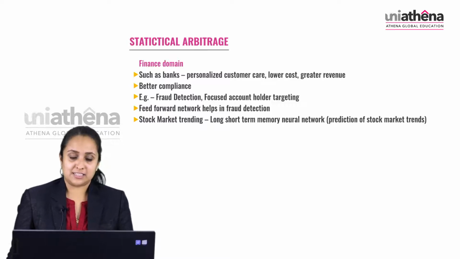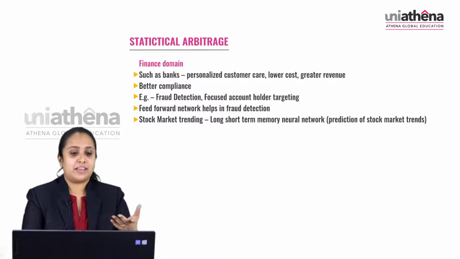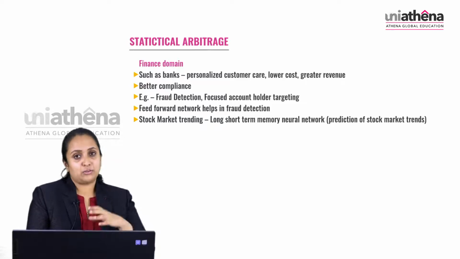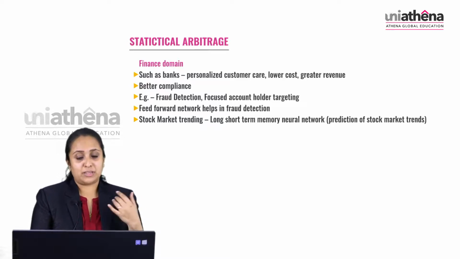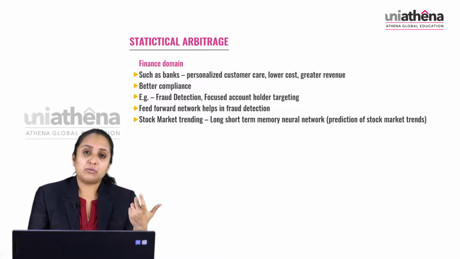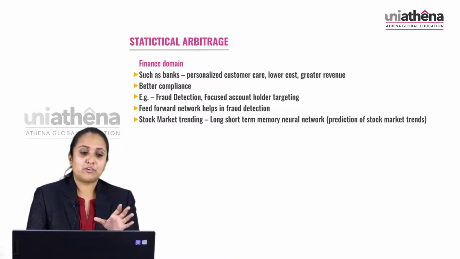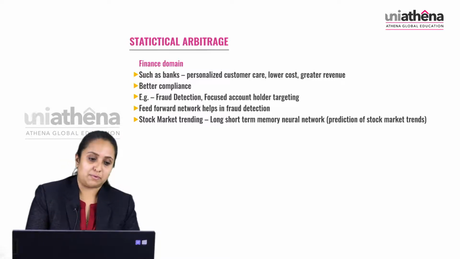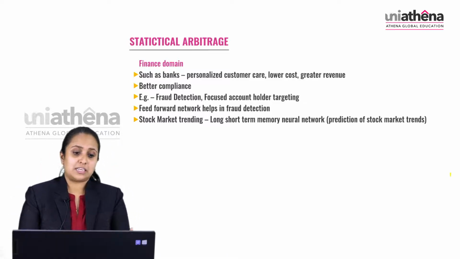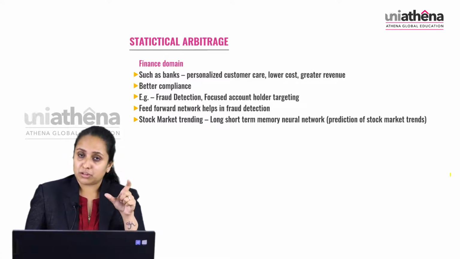Coming to the next, statistical arbitrage. This is mostly applied in the finance domain, for example banking sectors, where you want personalized customer care. You take the low cost for a greater revenue, meaning you want personalized customer care for the customers. They all require a lower cost budget, and on the other side we need greater revenue. So, for all these kinds of things machine learning is applied. It gives better compliance. For example, fraud detection, or if we are focusing on or targeting a particular account holder.